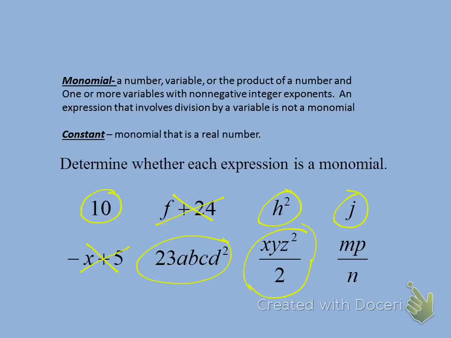So, NP divided by N. No. Okay. So you're going to have to know this, because a lot of the rules we're going to learn today and the next lesson all have to do with these being monomials. That's what this chapter is going to be about, is everything's monomials. Questions on that?